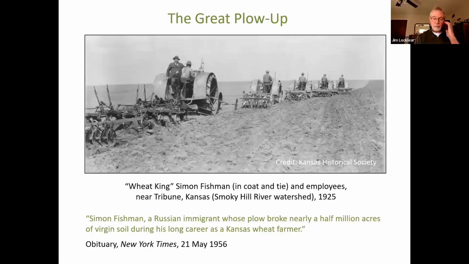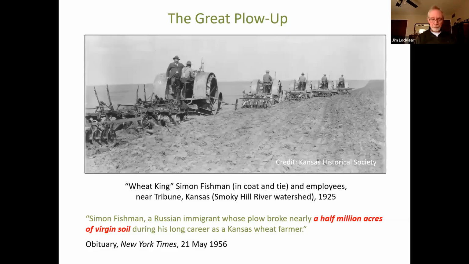And I found this man's obituary, which appeared in the New York Times in 1956. Simon Fishman, a Russian immigrant whose plow broke nearly 500,000 acres of virgin soil during his long career as a Kansas wheat farmer. So in case you didn't get that, 500,000 acres, this one guy alone, of shortgrass prairie went under the plow.